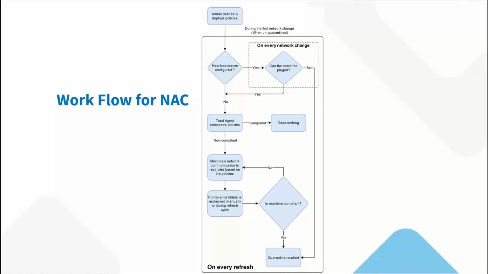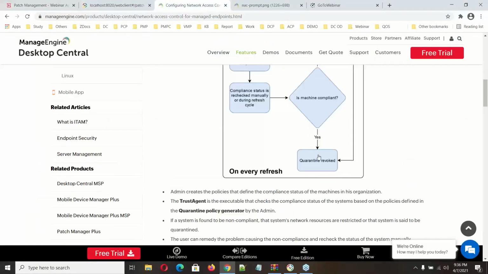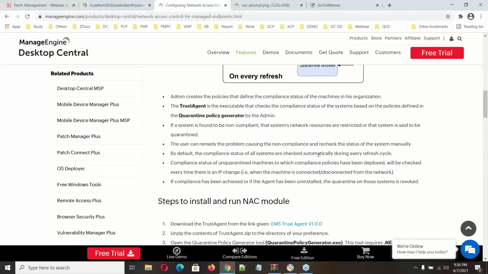And whenever a machine is reconnected to the network, the compliance is also rechecked. So if the compliance is achieved or if the agent has been uninstalled, the quarantine status on those systems will also be revoked automatically. So all of these situations are captured, and let me show you how this can be done in the Desktop Central console. We have even published step-by-step instructions that explain how to enable network access control, which you can also get from our chat panel.